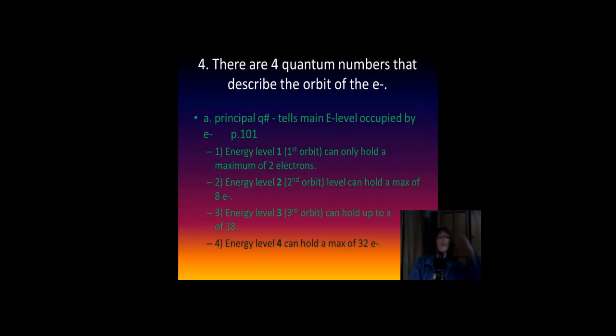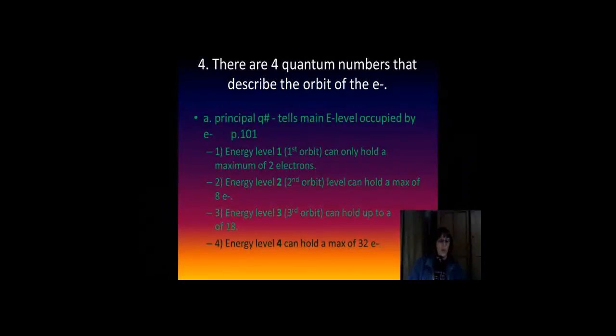Okay, number 4. There are 4 quantum numbers that describe the orbits of an electron. The first one is the principal quantum number, and that's written on the periodic table. It tells you the main energy level that's occupied by the electron. If you look down the left-hand side of the periodic table, all the little rows are numbered 1, 2, 3, 4, 5, 6, 7. So orbit number 1, orbit number 2, orbit number 3, orbit number 4. That's the main energy level that's occupied by that electron.